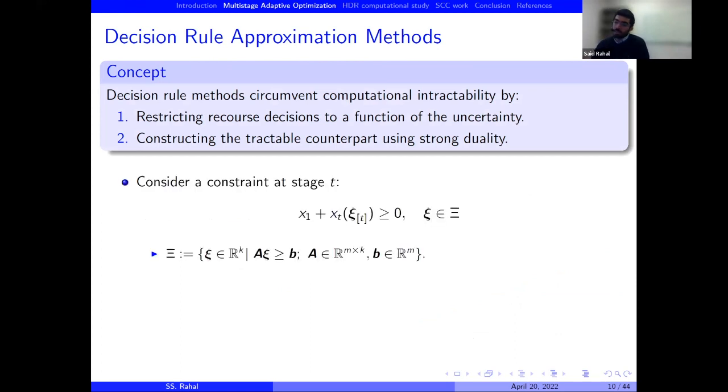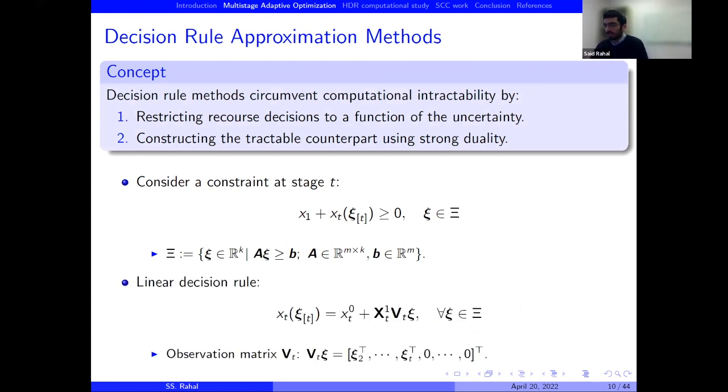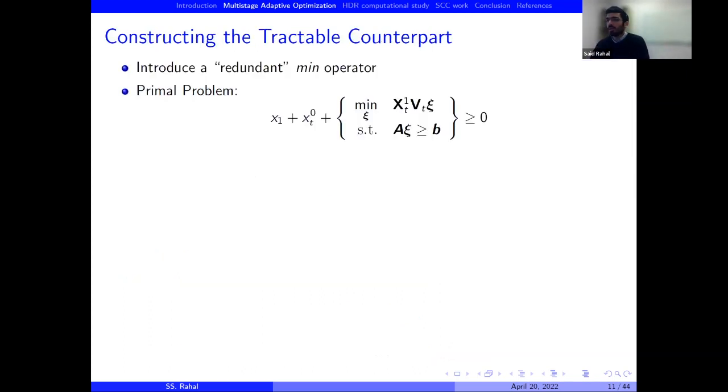So here, as a means of illustration, we show a simple generic constraint, and the uncertainty set is a polytope. So we define the approximation, which is LDR with an intercept x sub t and subscript mod and a slope for the uncertainty. The observation matrix is to make sure that we only depend on the past realized uncertainty. So here the trick is to introduce a redundant min operator into this primary problem.